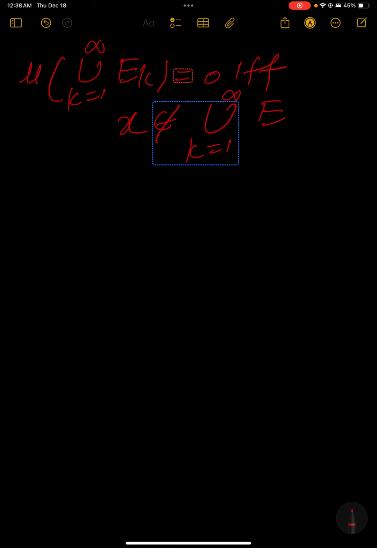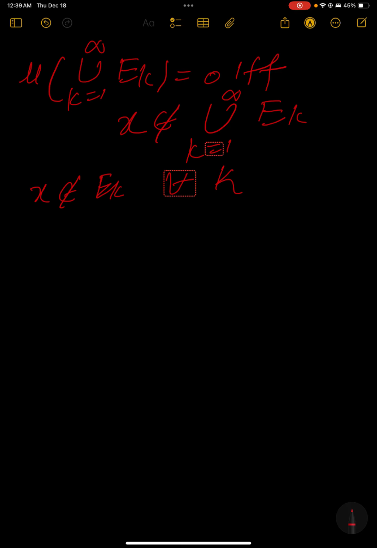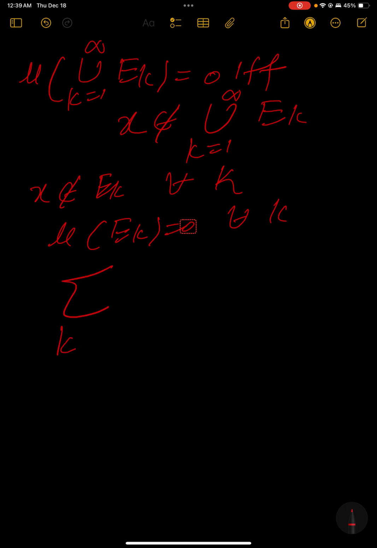So now we need to show that measure of union of k is equal to 1 up to infinity Ek is equal to 0 if and only if x doesn't belong to the union of k is equal to 1 up to infinity Ek. Now if any element is not in the union, this means that x will not belong to Ek for all k. And now since x is not in any of the Ek, measure of Ek is 0 whenever x is not in Ek. So this means that measure of Ek is equal to 0 for all k. And clearly if measure of Ek is equal to 0 for all k, then we can write down that this sum is also 0.